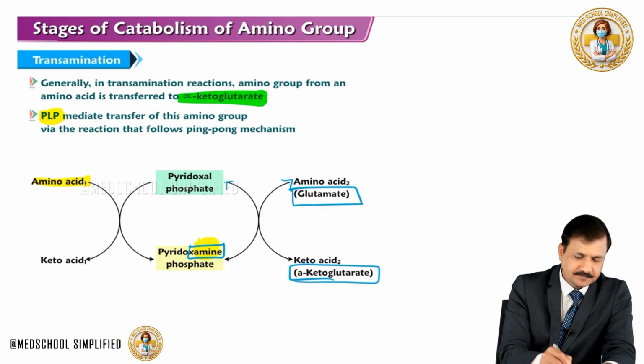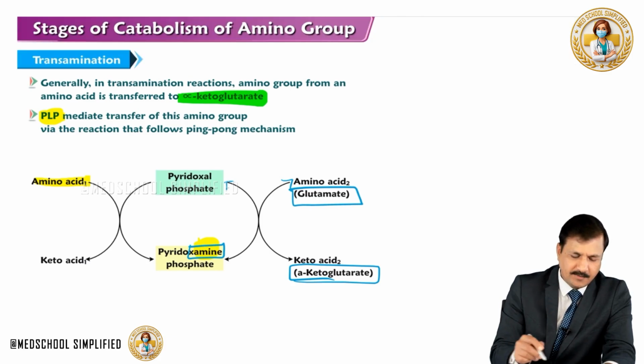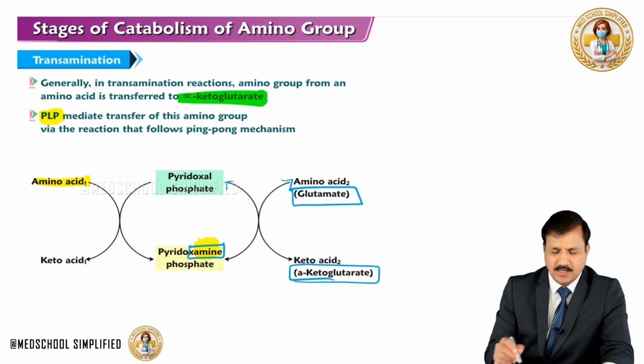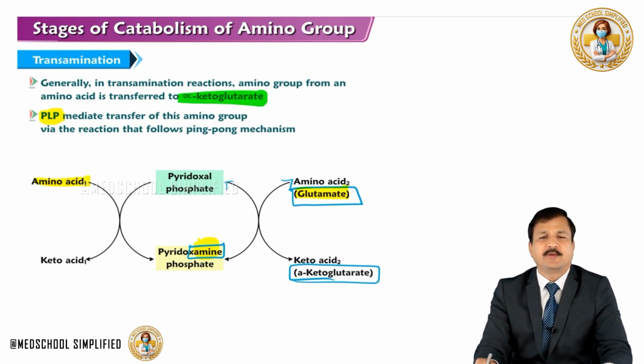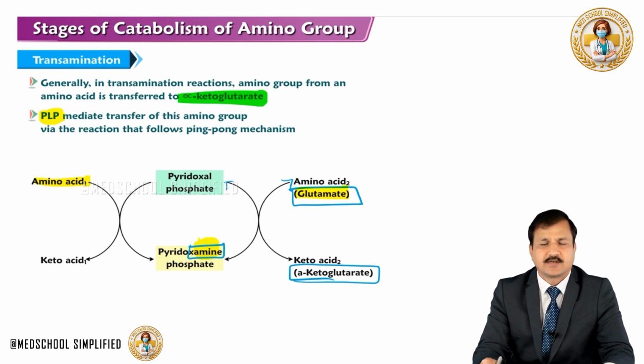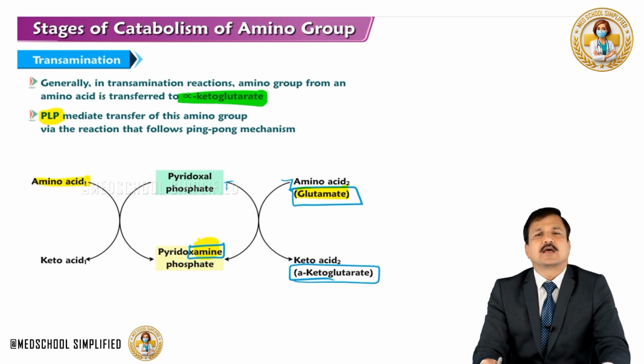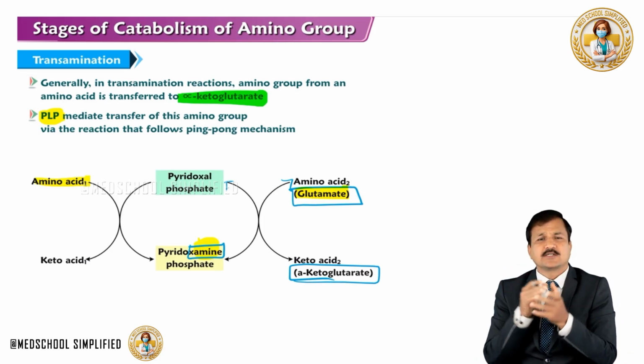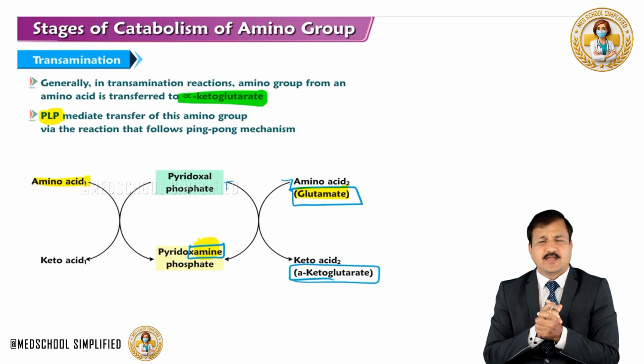That means the amino acid's amino group, via pyridoxal phosphate, is now present in glutamate, and the glutamate is the new amino acid that is made in this transamination reaction. Like this, amino acids undergo transamination, 15 of them undergoing transamination to make a glutamate. So that means a common amino acid that is made in the transamination reaction is glutamate.